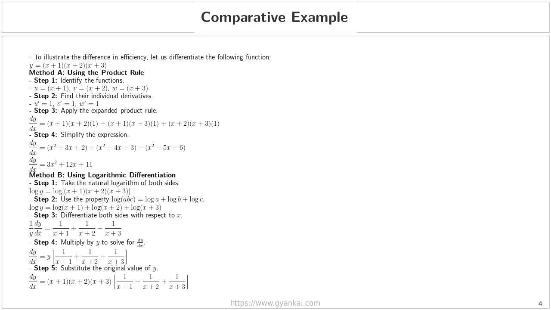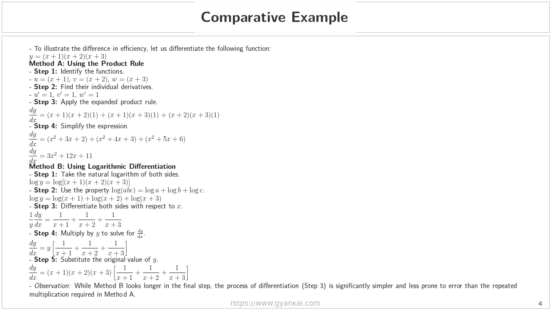This results in the derivative of y with respect to x equals (x+1)(x+2)(x+3), multiplied by the sum of 1 over x plus 1, 1 over x plus 2, and 1 over x plus 3. If you observe the two methods, method B might appear longer in the final substitution step.